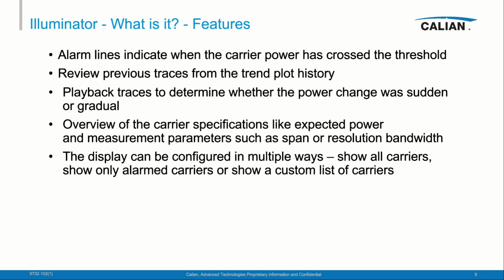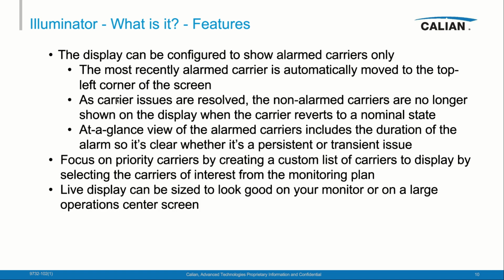The display can be configured in multiple ways: show all carriers, show only alarm carriers, or show a custom list of carriers. When configured to show alarm carriers only, the most recent alarm carriers are automatically moved to the top left corner of the screen. As carrier issues are resolved, the non-alarm carriers are no longer shown on the display when the carrier returns to a nominal state. At a glance, the alarm carriers include the duration of the alarm, so it's clear whether it's a persistent or transient issue. And we'll see this in subsequent tutorials.